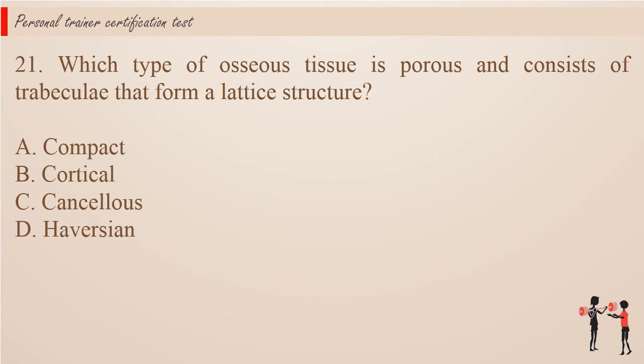Question 21. Which type of osseous tissue is porous and consists of trabeculae that form a lattice structure? A. Compact. B. Cortical. C. Cancellous. D. Haversian.